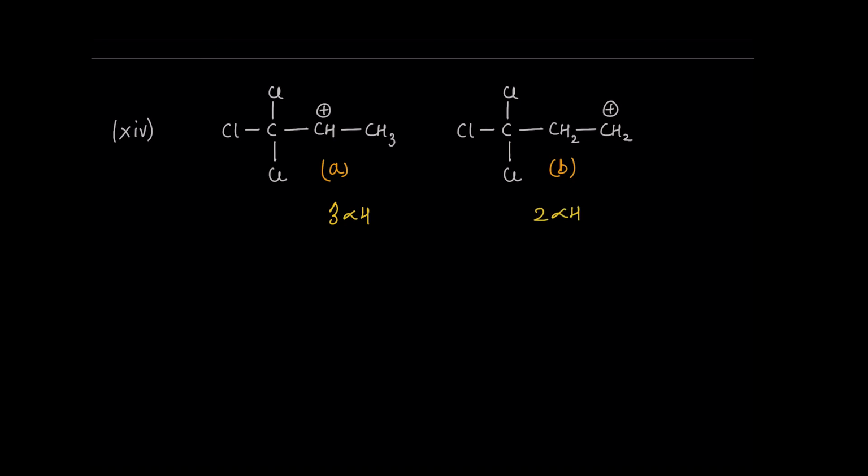Theoretically speaking, the stability order would be A greater than B, right? Because we don't have resonance in either of them. And looking at hyperconjugation, we can say A is greater than B, but it is incorrect. It is incorrect. The actual answer is B is greater than A.